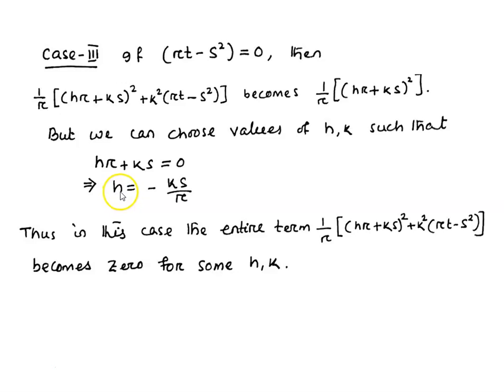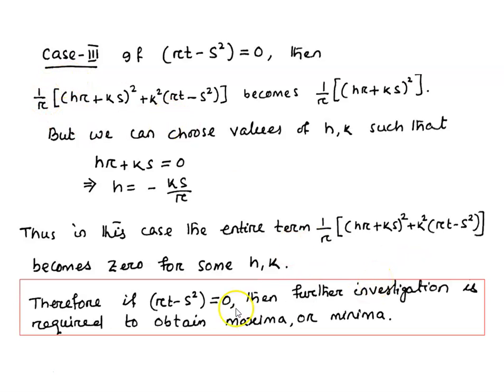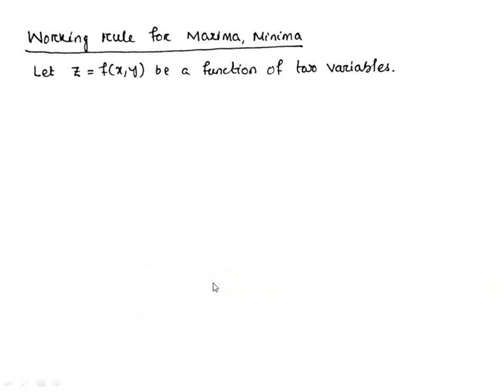If we choose h and k in this way, for any value of k we can find h, and for this value the first term will become 0. In case 3 we have already assumed that rt minus s square is 0, so the second term is 0, and the entire term becomes 0. Therefore, if rt minus s square is 0, then further investigation is required to find out maxima and minima. In this test, we cannot find out whether the point (a, b) is a point of maxima or a point of minima if rt minus s square is equal to 0. Therefore, further investigation is required.